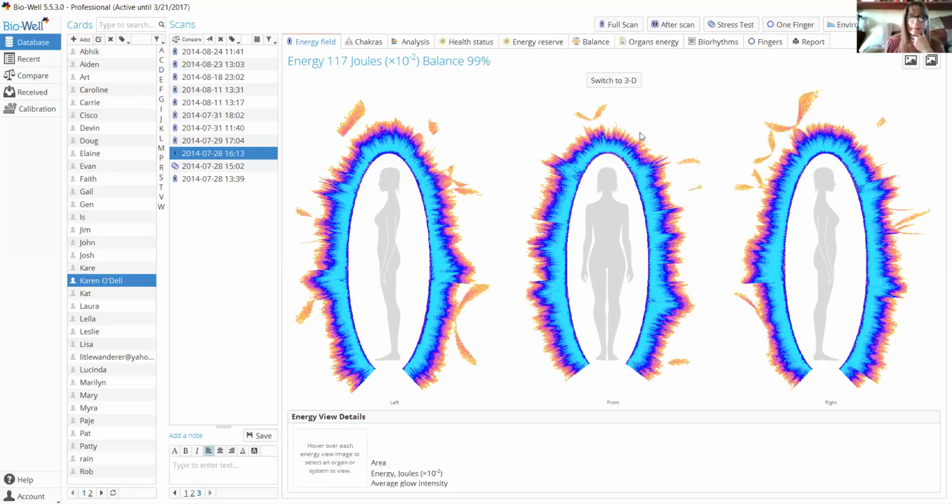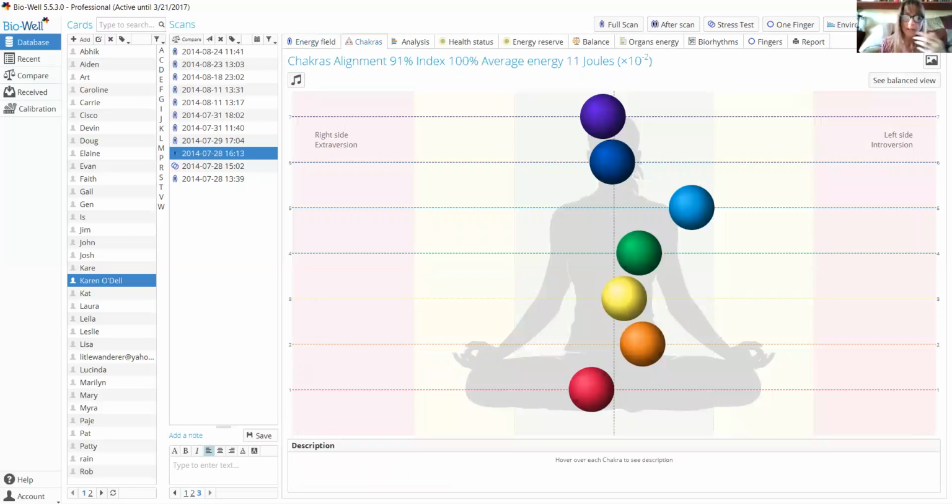So you see, the energy field is nice and full. I'm actually at 117 joules right now here, and a balance of 99%. If we look at the chakras, they're pretty full because I'm opened wide up here to receive the energy and to give it. So the chakras are pretty expanded. We can see an index of 100%.